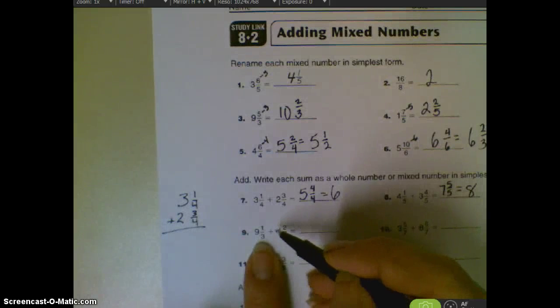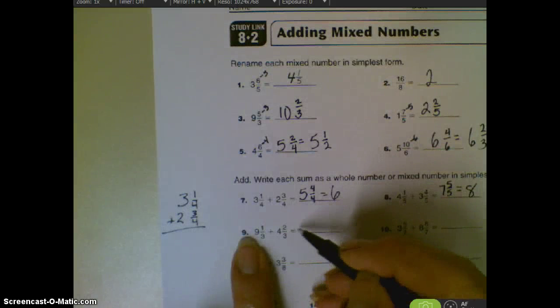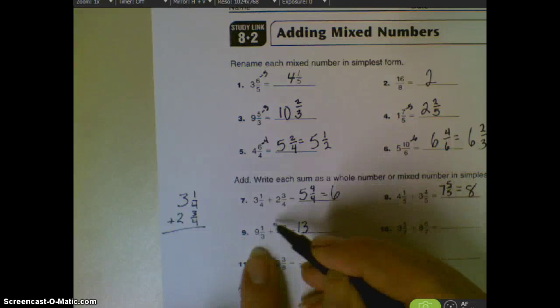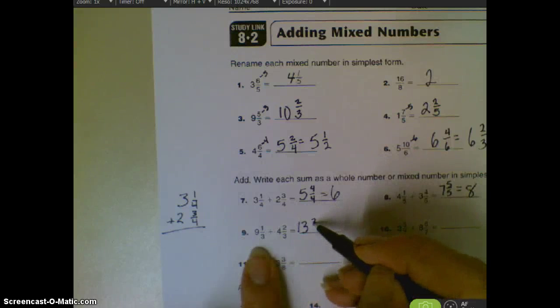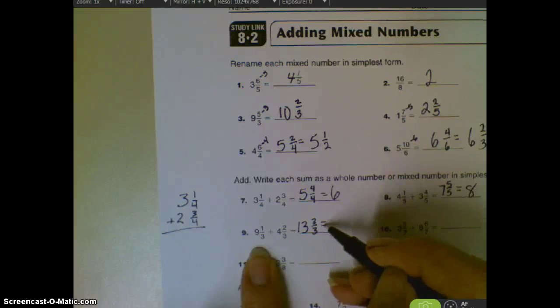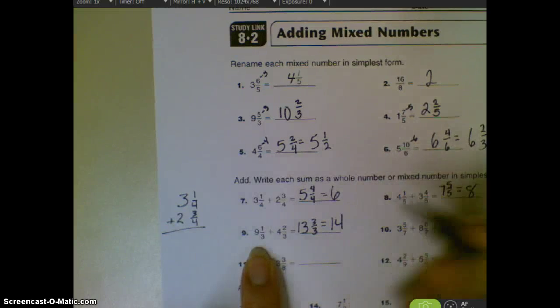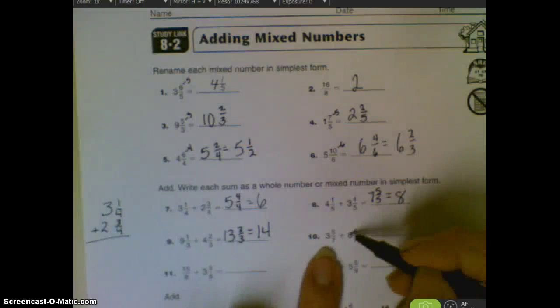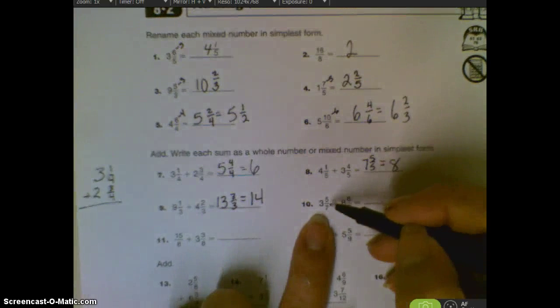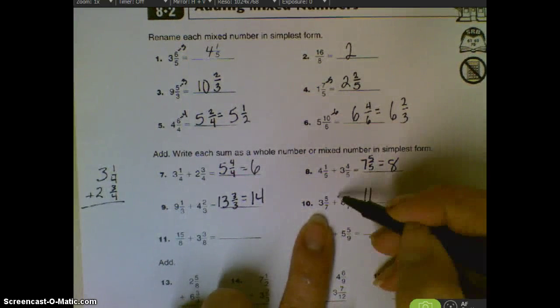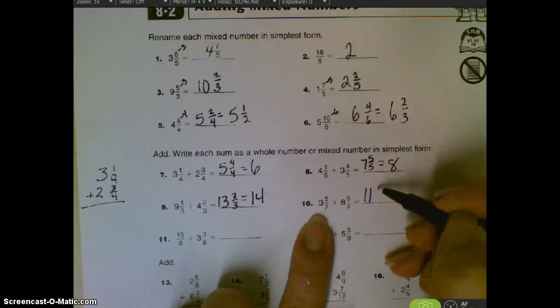This one, we've got 9 plus 4, which equals 13. And then if I add my numerators, I get 3/3, and 13 and 3/3 is the same as 14. Let's add our whole numbers. 8 and 3 are 11, and 5 and 6 are 11.